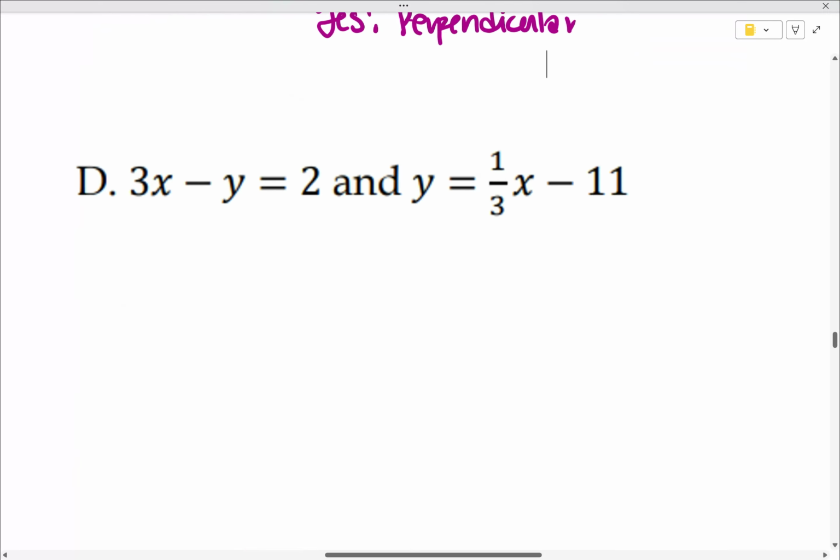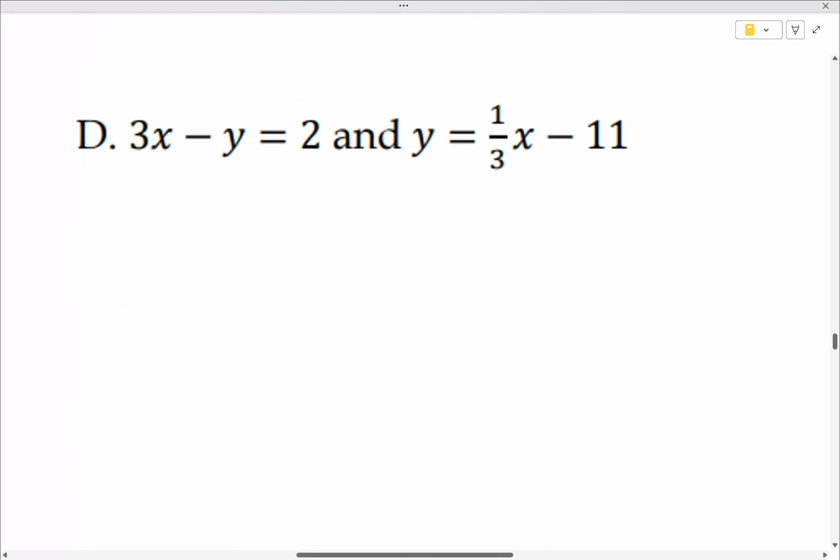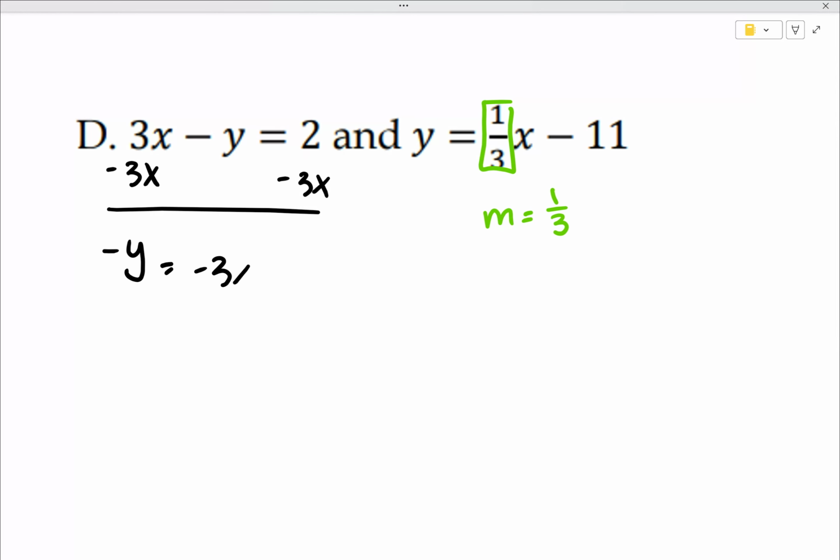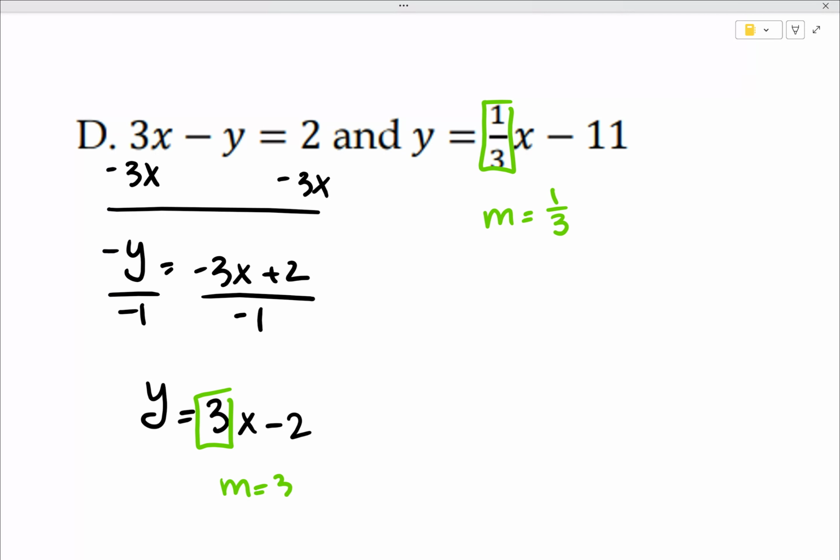All right, if you chose question D, the second equation was already in slope-intercept form, so we know our slope was 1/3. First equation, we did have to solve for y. We have -3x plus 2. We're going to divide everything by -1. So we end up with 3x minus 2. So our slope is a +3. So for question D, they are reciprocals, but they are not opposite signs. So these are not perpendicular. We would need both of those things to be true.